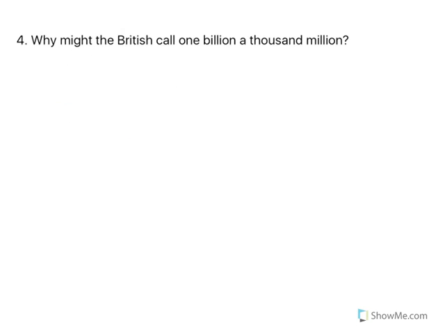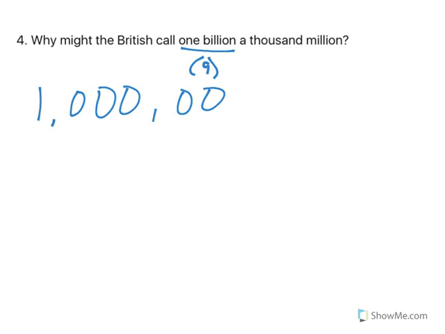Number 4. Why might the British call 1 billion 1,000 million? Well, I'm going to show this mathematically. So first thing, a billion. If you recall, billion means 9, right? There are 9 zeros if we're talking about a billion. So a billion is this number right here in blue. And I'll color code to help. Now, when I go to 1,000 million, well, first let's talk about 1,000.